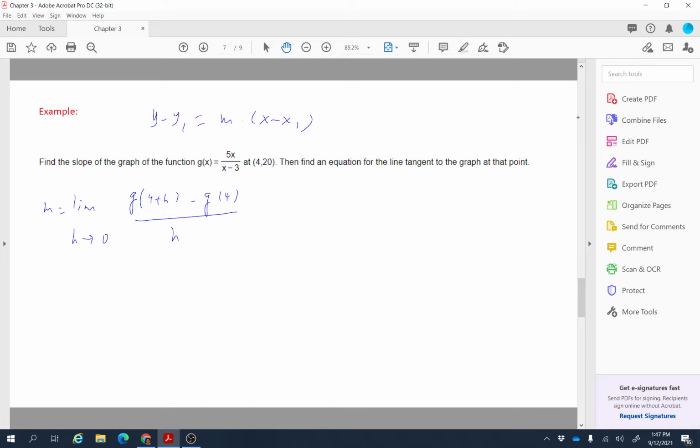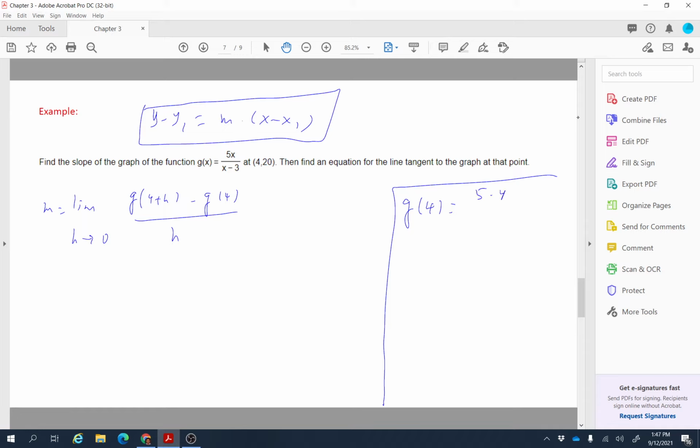Then after that, by using this formula, we can find the equation of the tangent line. So let's see here. g of 4 is just plugging x equal to 4, which is 5 times 4 over 4 minus 3, which is basically 20 over 1, so which is 20. And g of 4 plus h, which is 5 times (4 plus h) over (4 plus h) minus 3, is eventually (20 plus 5h) over (h plus 1).